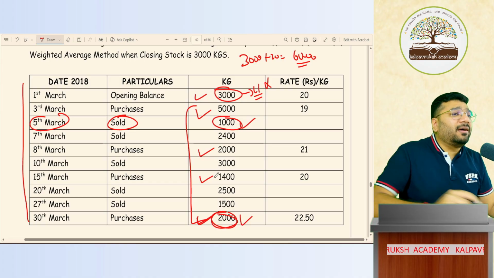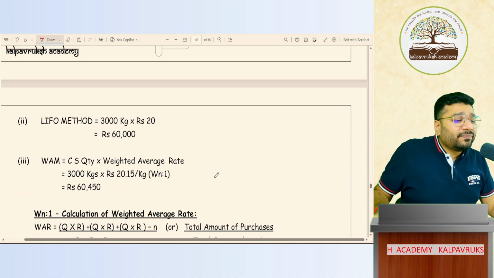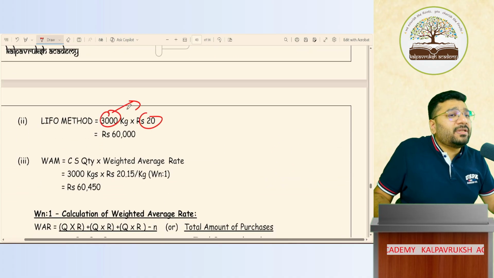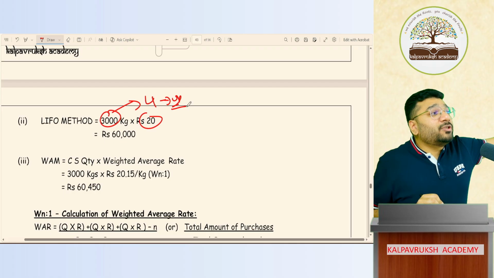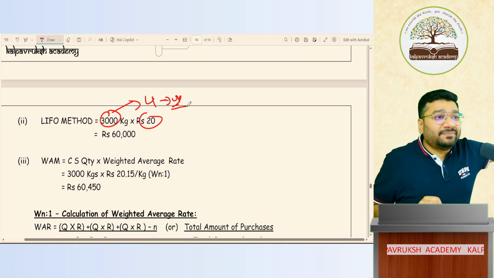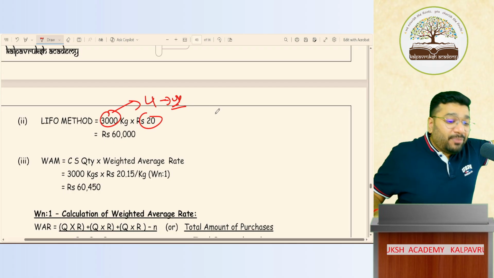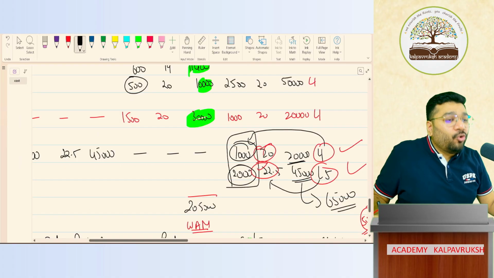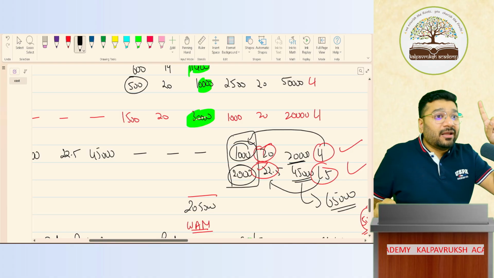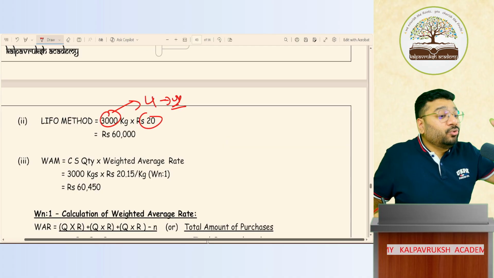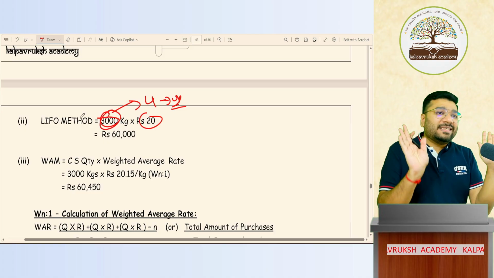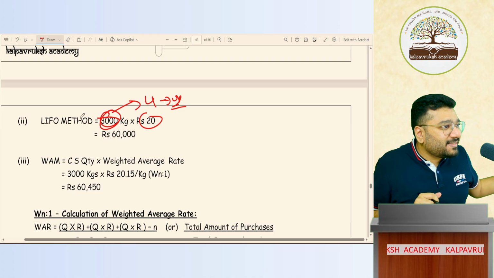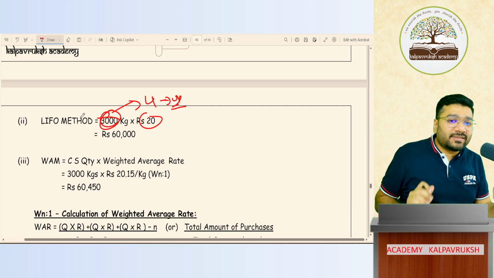So here, what is the cost of inventory under LIFO? 3000 kg into 20. This 3000 kg is which lot? Lot 1, opening balance. So what are we assuming? We are assuming that nothing from the opening balance was sold, and actually we have sold. Because as per perpetual, how much should be there? Only 1000 kg should be there from lot 1. How much is sold from lot 1? 2000 is sold from lot 1. But what are we assuming? No, the full 3000 is there. Does it make sense? No. But still we have to go with this. Got it, not got it?